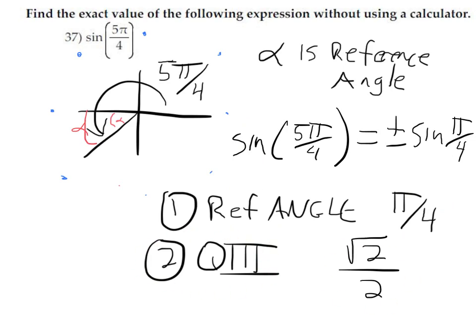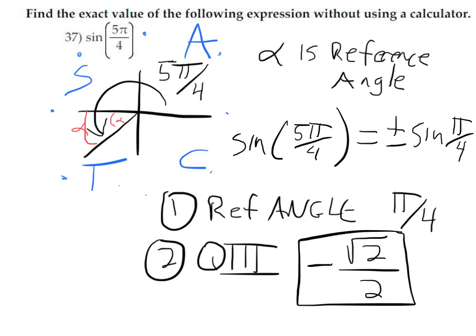The second part, quadrant 3, all students take calculus. In quadrant 3, which was where we're at, only tangent is positive, which forces sine to be negative. And this two-step process will be how I do all of these evaluations of sine, cosine, tangent, secant, cosecant, cotangent, all of them. All right, let's do another one.